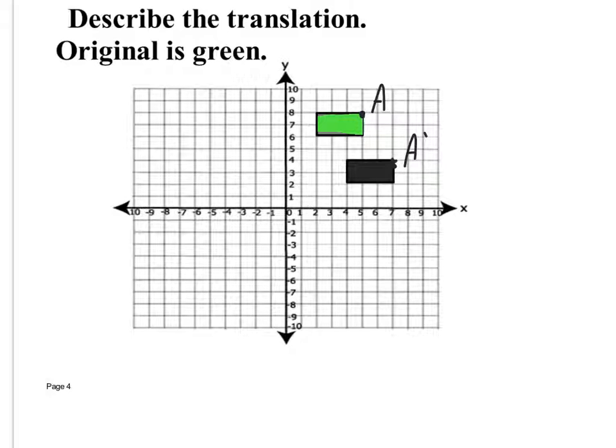So it's being moved to the right. You want to figure out how many spaces to the right it's being moved. It's being moved 2. A is at 5 on the X. A prime's at 7. So how many has it been moved? 2. Now we look, it's being moved down. That's obvious. How far? Well, let's look. A is at 8 on the Y. A prime's at 4. So how far down has it moved?